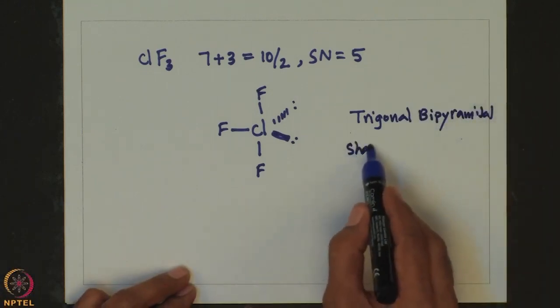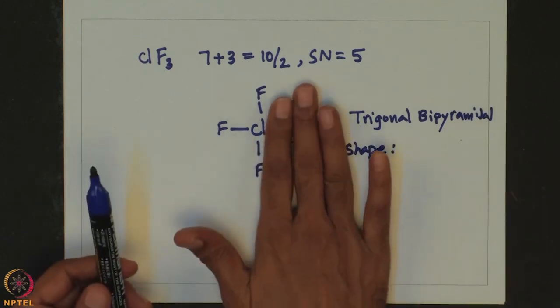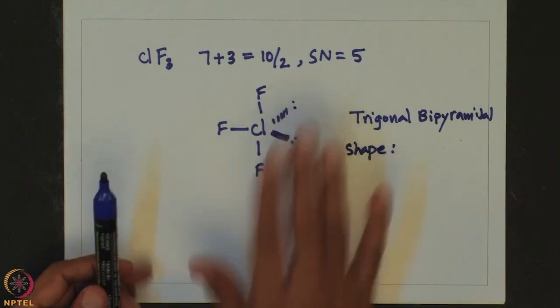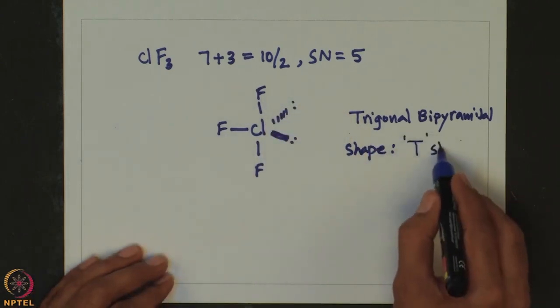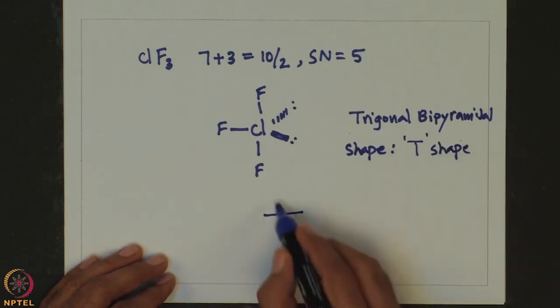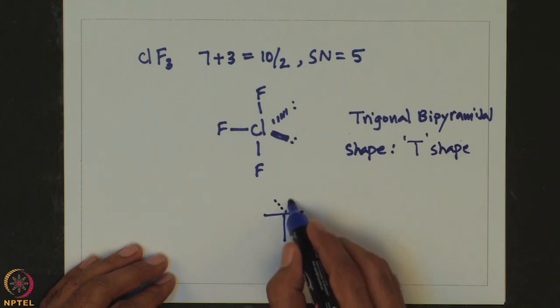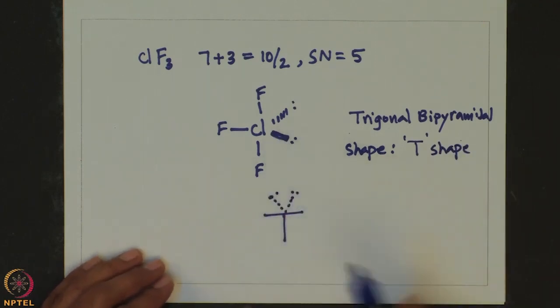Shape is, if we ignore this, it appears like T molecules. The shape is T shape. So this is how it is called as having T shape. Essentially, these are not considered, so it appears like having T shape.